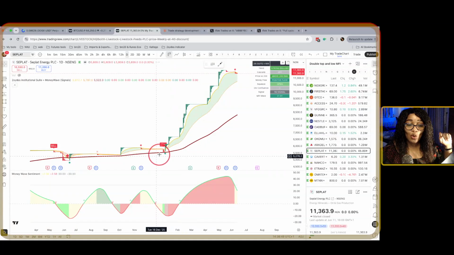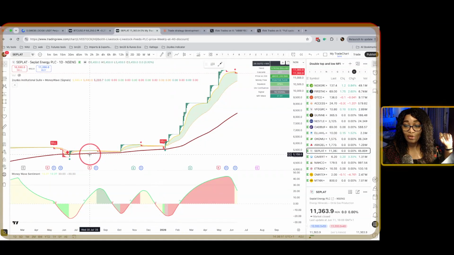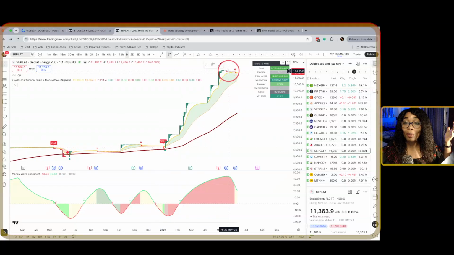Seplat has been on a mad tier for a long time. I think it's the most expensive stock we have in the Nigerian stock market at 11,363.9. And so currently it is still in a pump. It's possible that distribution has started to occur. It is also possible this could be accumulation, but it remains to be seen.